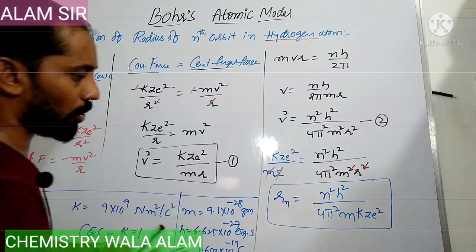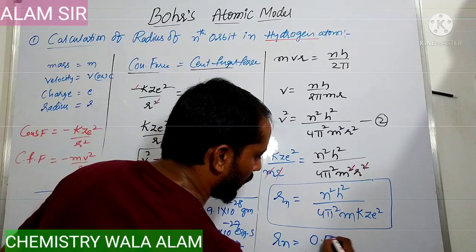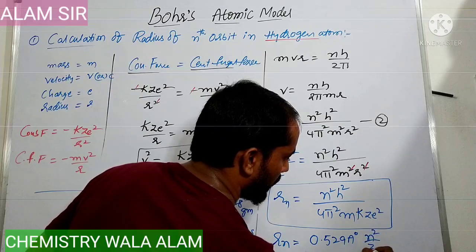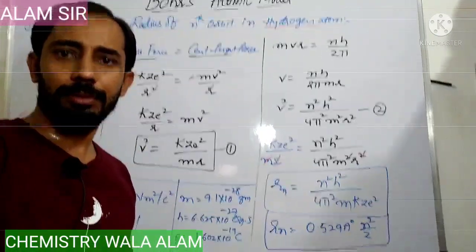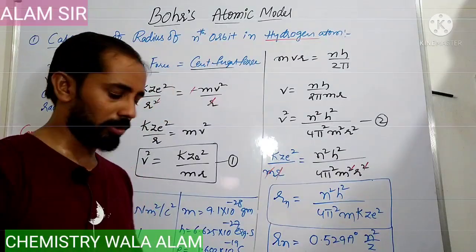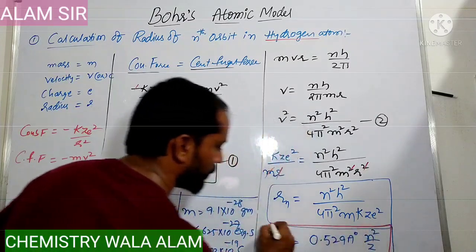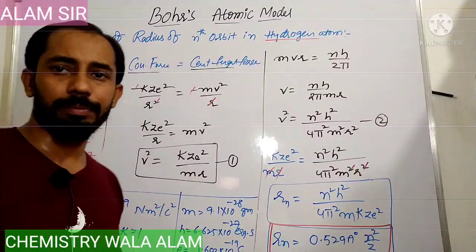By substituting all these values, the radius of the nth orbit works out to 0.529 angstrom units times n square by z. So this is the equation for calculating the radius of the orbit: 0.529 n square by z angstrom units.